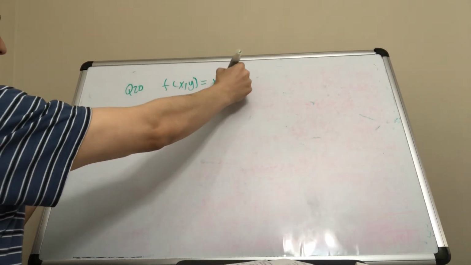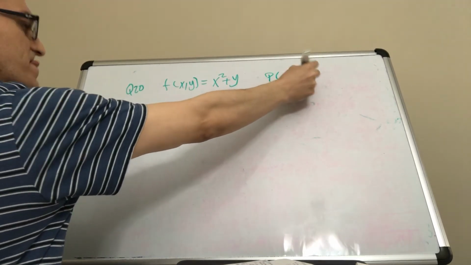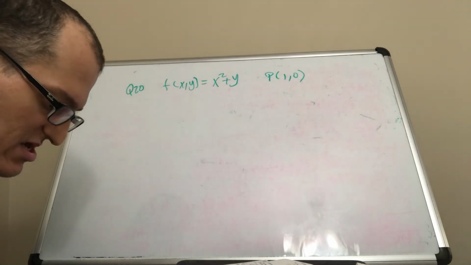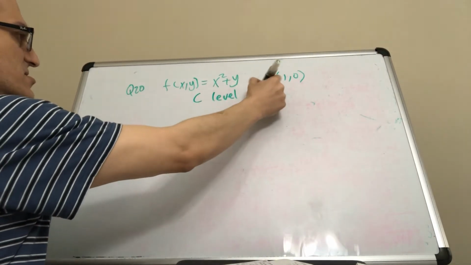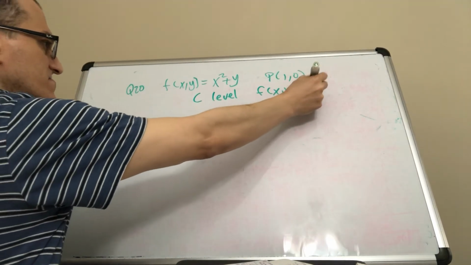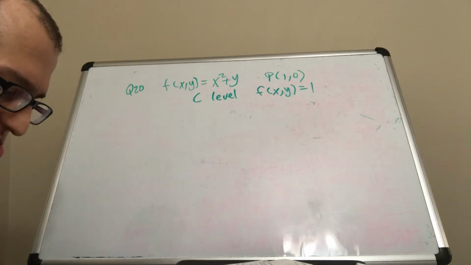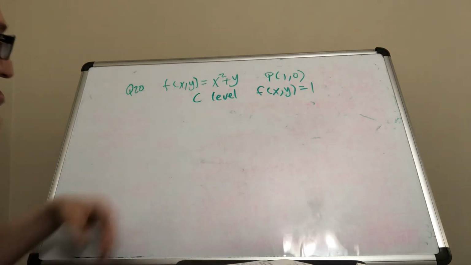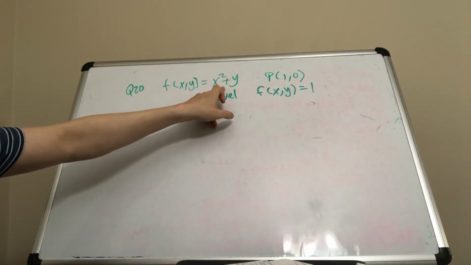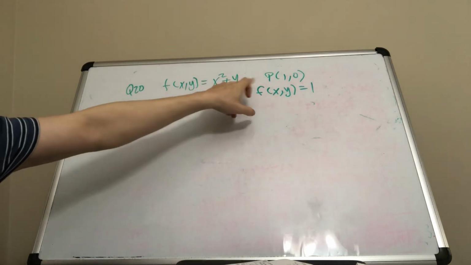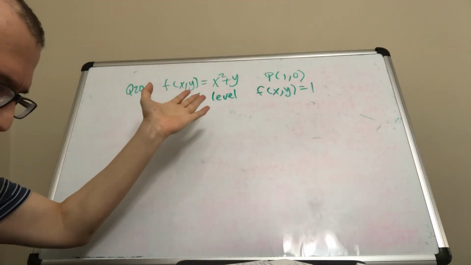x squared plus y squared. And you're given a point, (1, 0), and you're given a level curve C, function equals 1. Verify that the point P is on C. So first of all, make sure that this point is here. Well, if you plug it in, 1 squared plus 0 would be 1. So yeah, the point is on it.